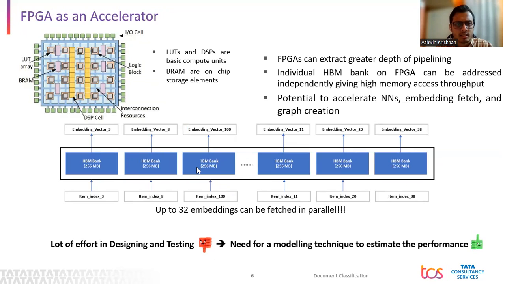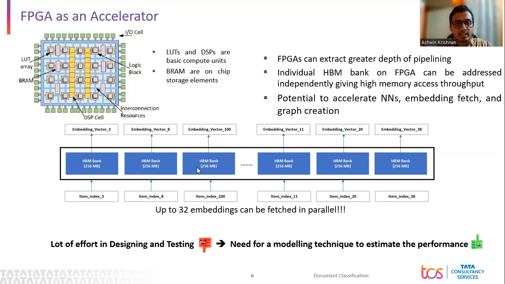But on the downside, there's a lot of effort in designing and testing. Furthermore, there is a huge possibility that once you develop the entire system on the FPGA, you find that the performance is not optimal, which will be a big setback.